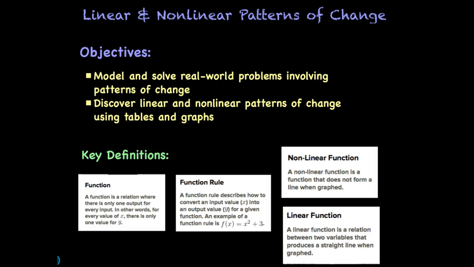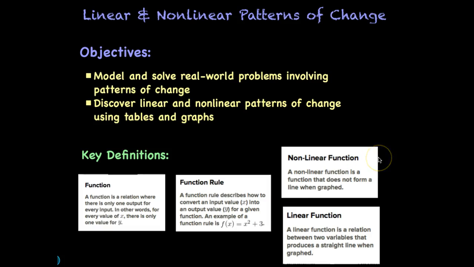Function rule. A function rule describes how to convert an input value. It's basically an equation. So we want to take the input value, put it in, and then we get an output value for a given function. Here's an example of a function rule: y equals x squared plus 3. Remember, this is in function notation. f of x is the same thing as y.